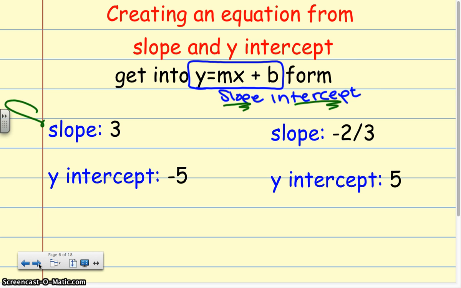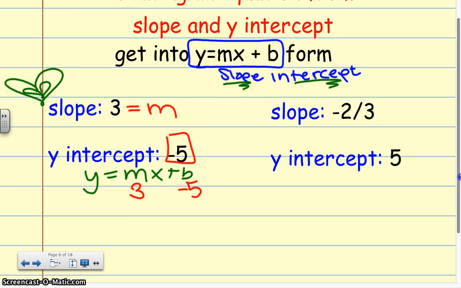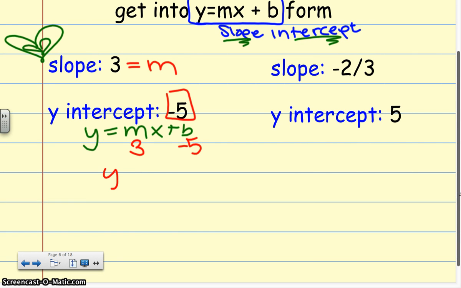So looking at this first example, if I have a slope of 3 and a y-intercept of negative 5, well then I want to get it into y is equal to mx plus b form. Well, my slope is 3. My slope is actually m. So that's going to go where the m is. And my y-intercept is negative 5, which is going to go where the b is. I can pull it all together. y is equal to 3x plus a negative 5. We never keep it like that. We always want to fully simplify it. So we just write y equals 3x minus 5.